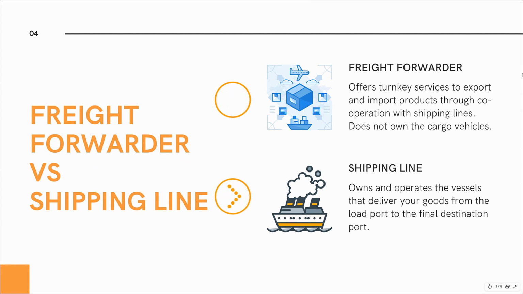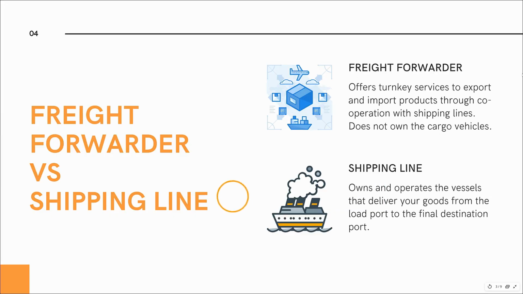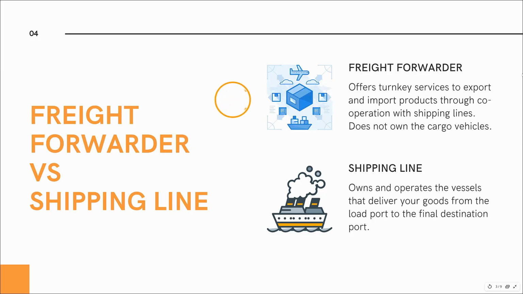And next, freight forwarders versus shipping lines. This is a clear distinction. A freight forwarder offers a turnkey service to export and import through cooperation with shipping lines. They don't actually own those cargo vehicles, whereas a shipping line owns and operates the vessels which actually physically transport your goods, and they do that from the load port to that final destination port. So that's the big difference here, and this is where most of the confusion happens when it comes to the basics of shipping.